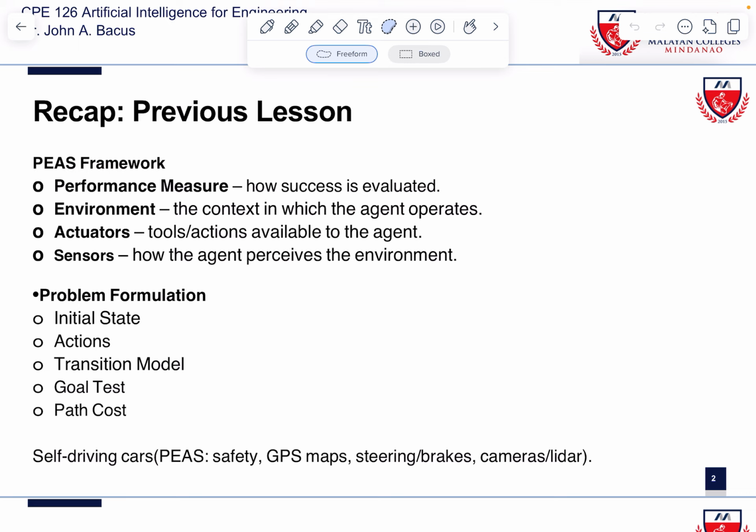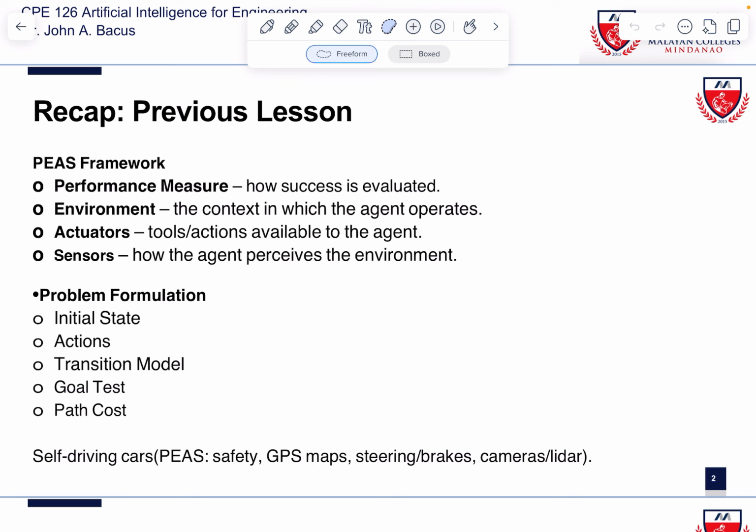Actuators are the tools or actions available to the agent. So we have the steering and brakes, and we also have the cameras or LiDAR and sensors. These are how the agent perceives the environment. So whenever a sensor detects something, the actuators react. In this case, we have cameras or LiDARs as examples.